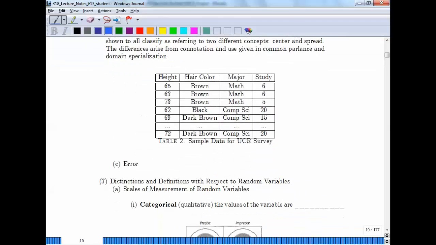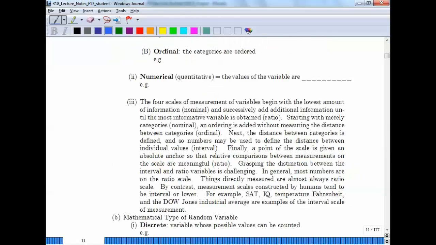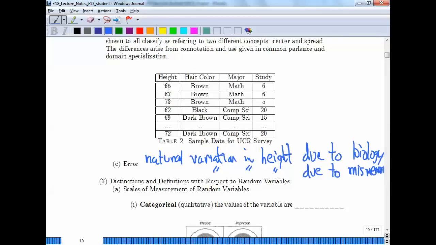As far as error, there's going to be natural variation in height due to biology. There could be variation in height due to mismemory. Let's just suppose students didn't remember it accurately. Okay, those would be two possible sources of error in the height measurement.